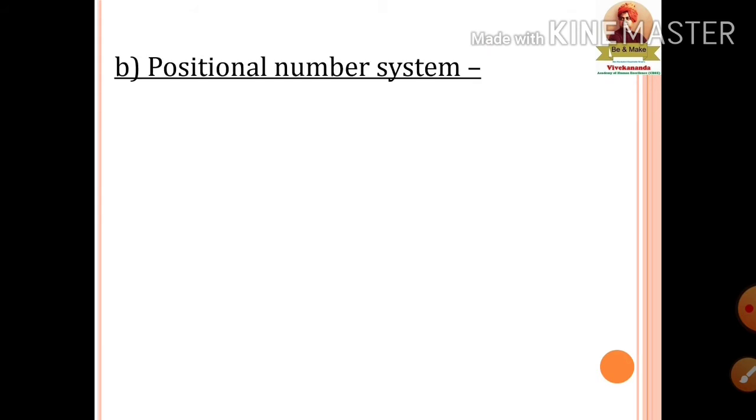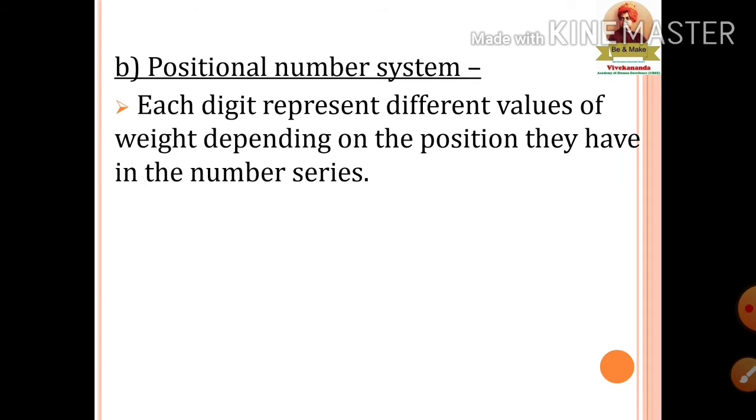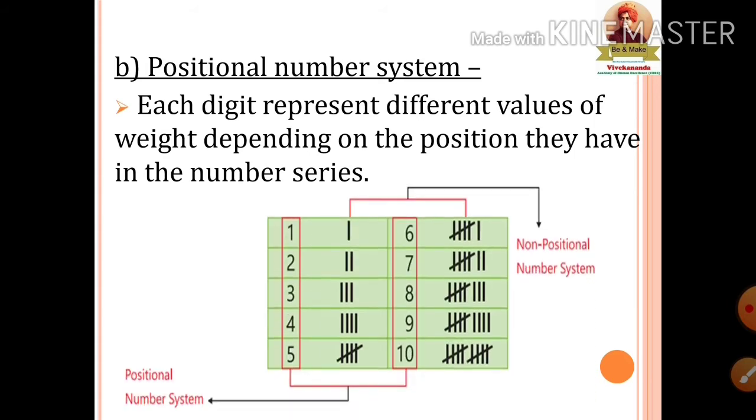Okay. The second type of number system is the positional number system. In a positional number system, each digit represents a different value or weight depending on the position it has in a number series. So each digit will represent a different value of its weight depending on the position. Fine. To explain this concept more, I will show you this diagram.